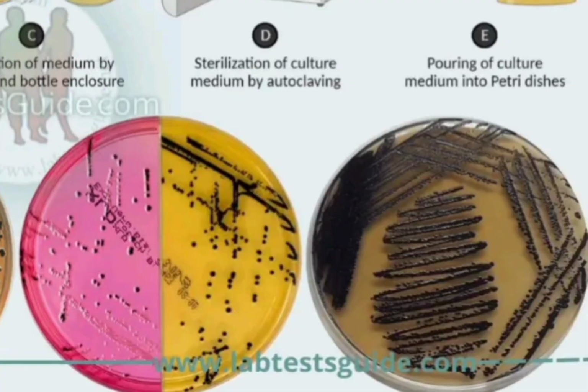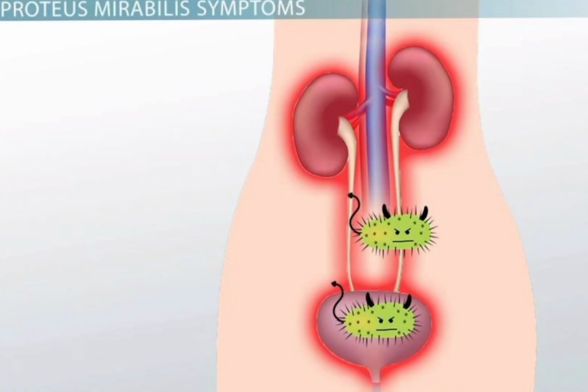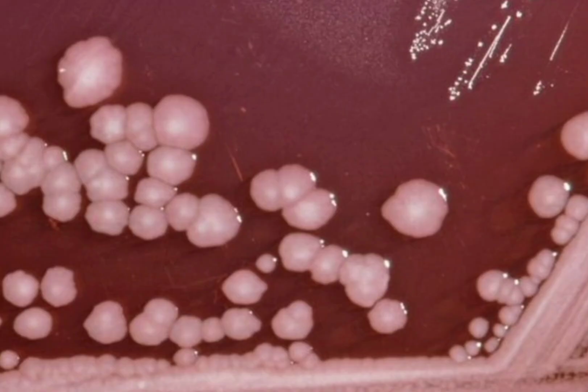Then you have Proteus species. Proteus mirabilis is indole negative and is detected in UTI patients, and Proteus vulgaris is another species. You can find about 40 species, which we study.